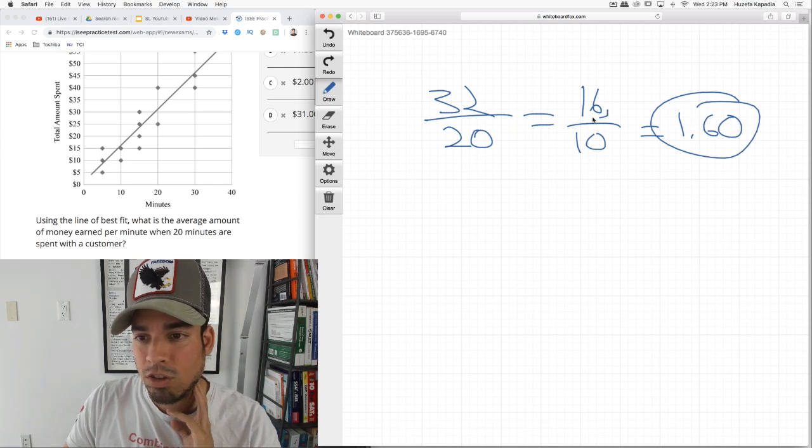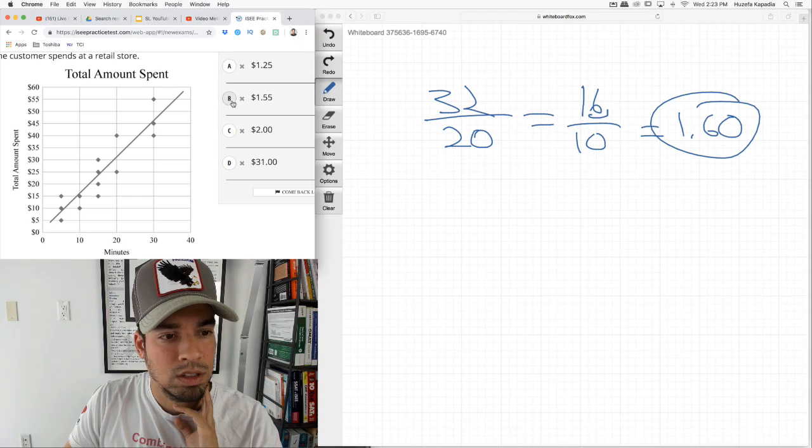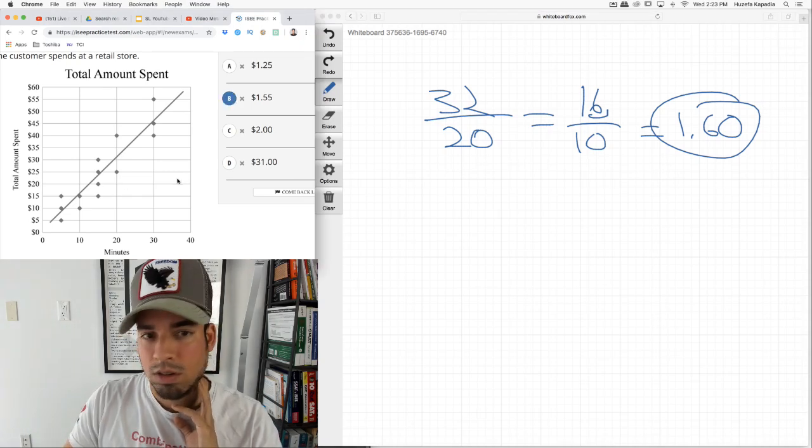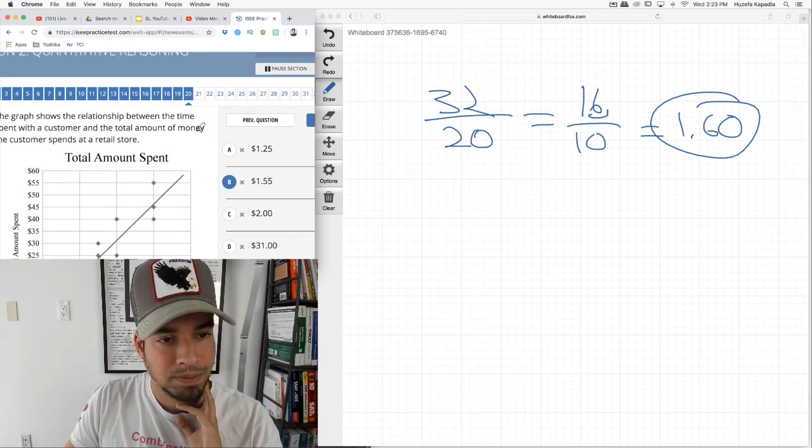Any number divided by 10, you just move the decimal over once. Oh, well, this is the closest. I approximated, right? Because I said 32, maybe it's 31 or something. Okay, next.